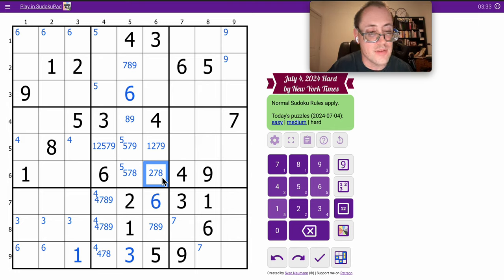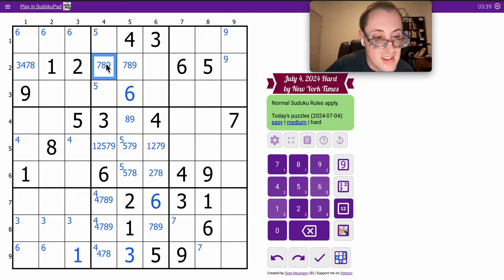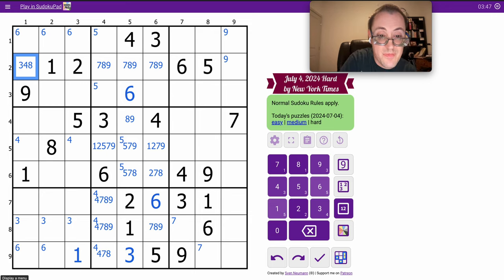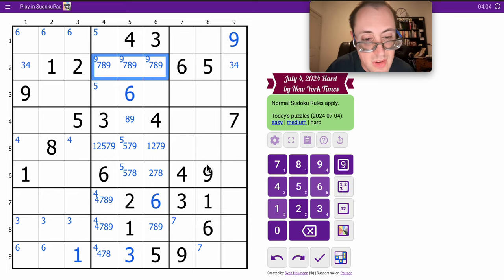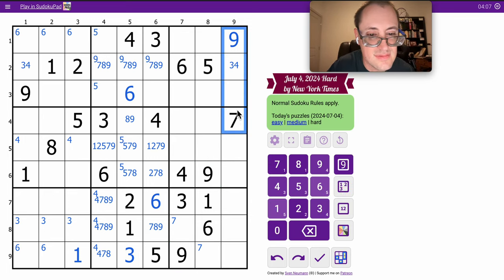In row 2, I have 1, 2, 5, 6 placed. I need 3, 4, 7, 8, 9. Oh, this can't be 3 or 4. Oh, that can't be 3 or 4. That can't be 3 or 4, and that can't be 3 or 4. So, guess what? This isn't 9 and that one is. Okay, how many nines do I have? Just 4. I don't have much, do I?